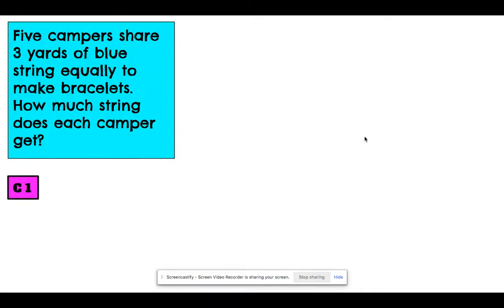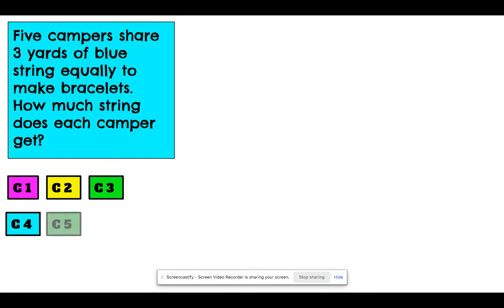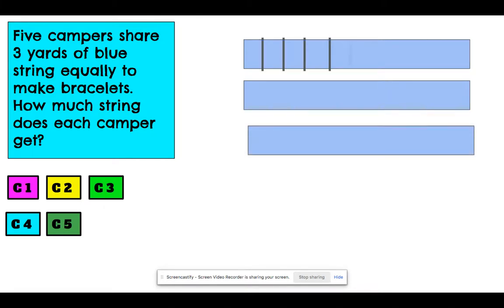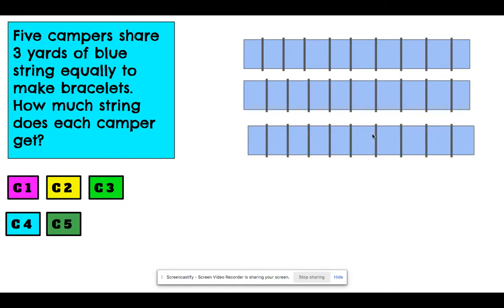Same problem. I'm going to do the same thing with the campers again: camper 1, 2, 3, 4, and 5. But this time, here's our 3 yards of string, so 2 yards, 3 yards, right? I'm going to cut my yards into 10 equal slices, and I just fast forwarded it here. So each yard has 10 pieces, 1/10, 2, 3, 4, 5, 6, 7, 8, 9, 10. Each piece is a tenth: 1/10, 2/10, 3/10, and so on.